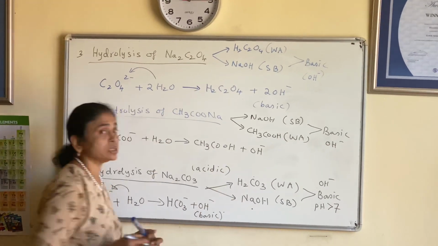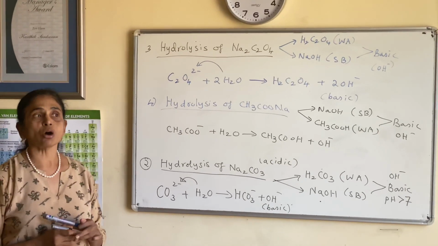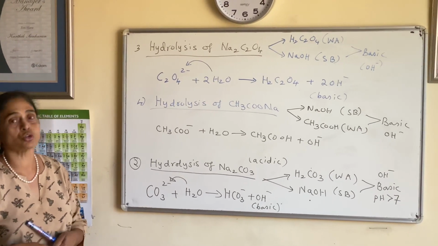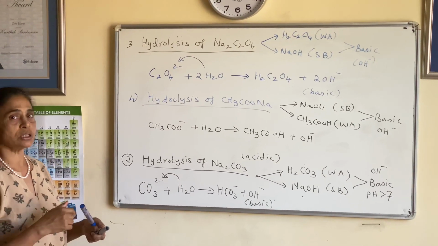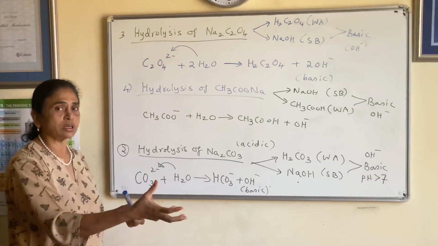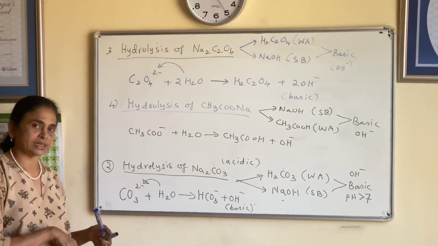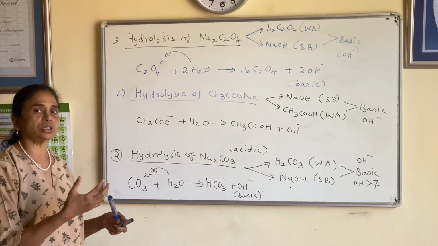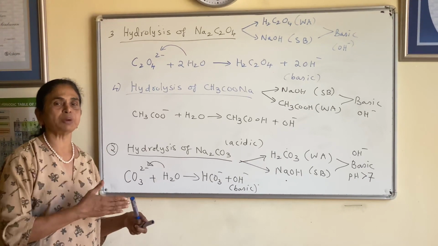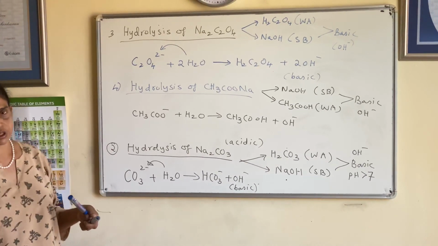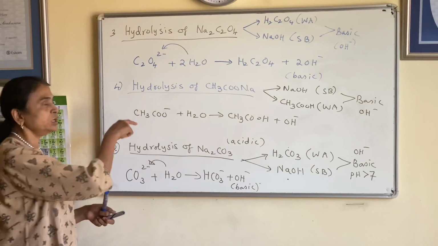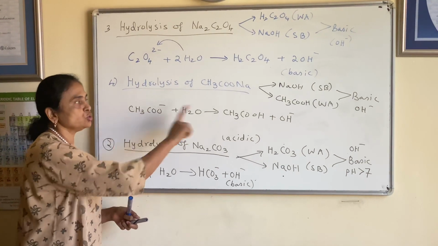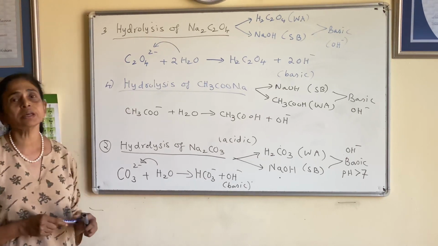So hydrolysis is the reverse reaction of neutralization. Neutralization produces water. Here water is added. In what way? The neutralization ionic equation is H plus plus OH minus gives water. Here the water is going to be used in the salt to split it back into acid and base.